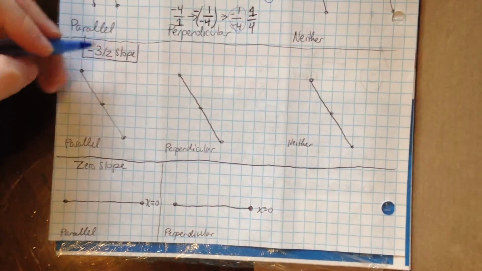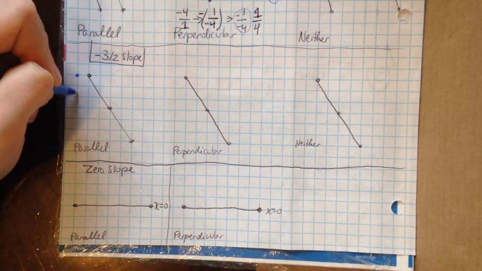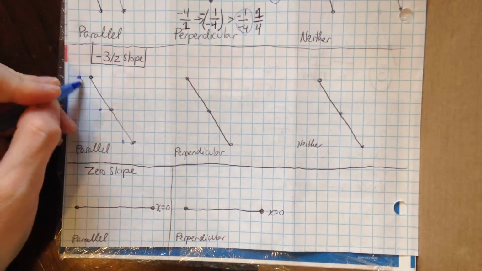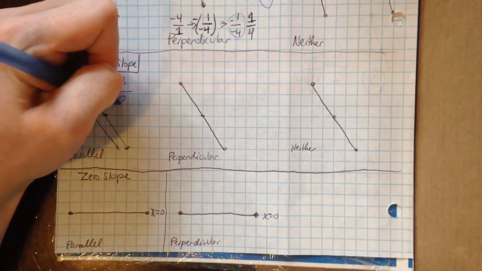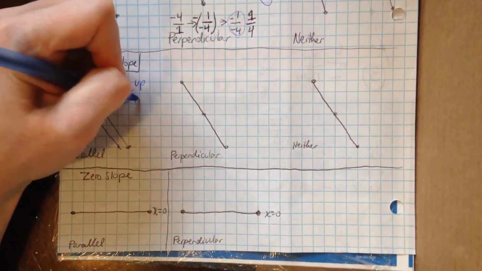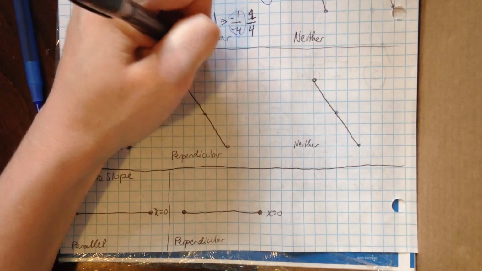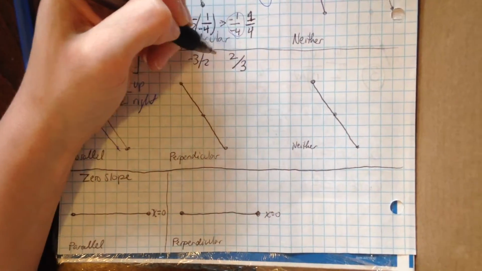All right, on to our next example. We have a -3/2 slope. To do a parallel line, you'd go down 3, right 2. Down 3, right 2. Parallel line also has a -3/2. Down 3, right 2. To do perpendicular, you're going to take the -3/2. You're going to flip it. So you have a 2 on top now and a 3 on the bottom.